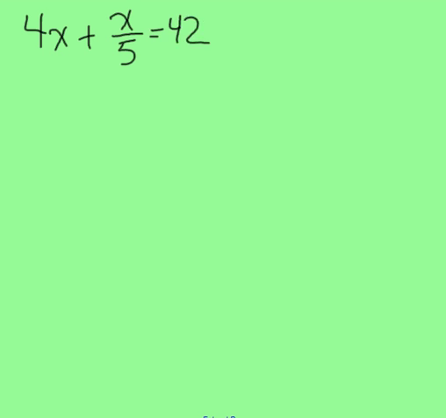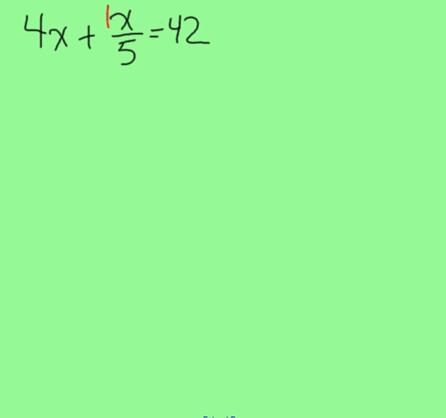What we want to do, well, we know we want to put the x's together somehow. We've got a 4x plus this x over 5, and there's an invisible 1 sitting in front of that x. So you can see the fraction there, right? 1/5. So on my calculator, I'm going to add those x numbers together. So I'm adding 4 plus 1/5.